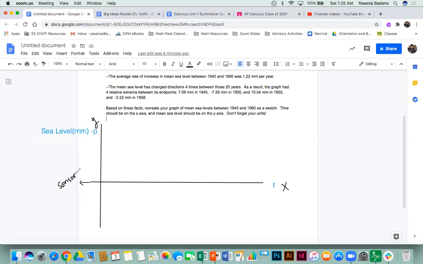Next I'm going to tick off how to count on my axes. On the x-axis, we start at 1940 right here and go over to 1960. So let's say the time starts right here at 1940, and I'm going to go up to 1960. Let me count by fives and spread this out: 1945, 1950, 1955, and 1960. Say this is 1960.